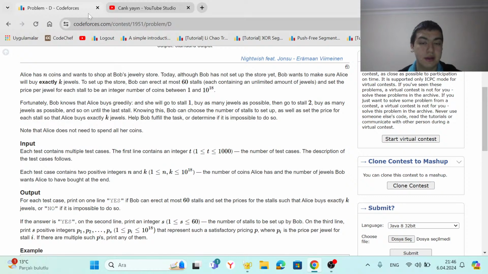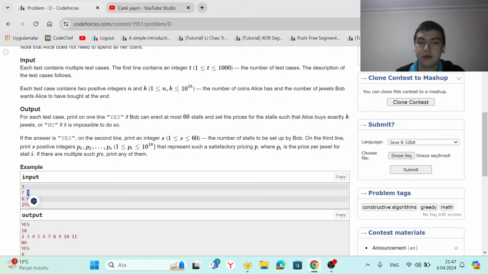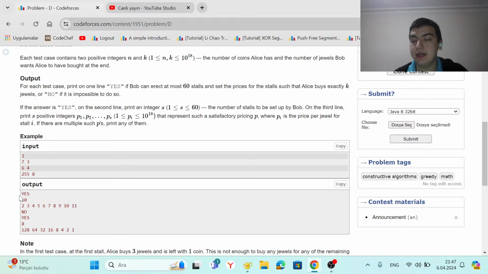So in this problem we are helping Bob: if it is possible, we should output the number of stalls and the price of each stall, and if it is impossible, we should output no. Like if Alice wants to buy 3 jewelries, and she has 7 coins, we can put the stalls like 10 stalls, 2, 3, 4, 5, 6, 7, 8, and it goes up to 11.